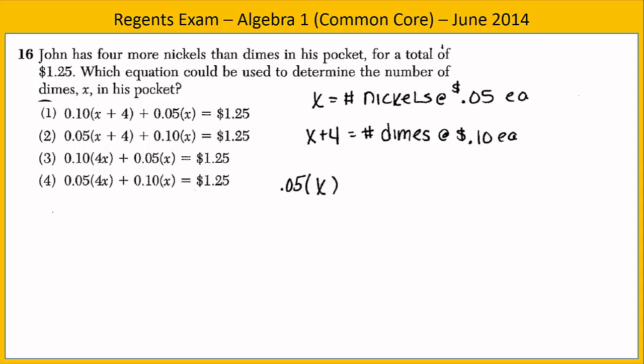0.05 times x plus 4 is 5 cents per nickel, plus 0.10 times x, that's 10 cents per dime, equals $1.25. Look at the choices carefully, and you see that choice 1 matches the equation that we wrote. And so choice 1 is the equation that John can use to determine the number of dimes in his pocket.